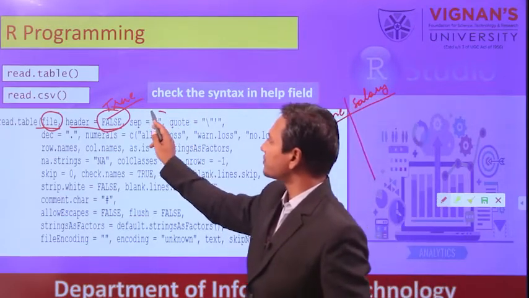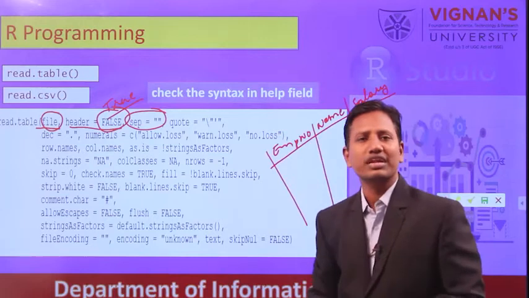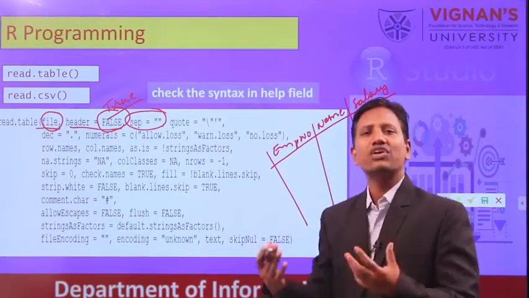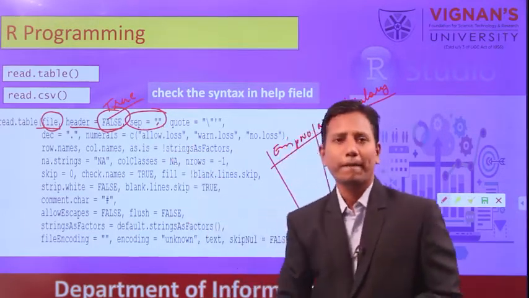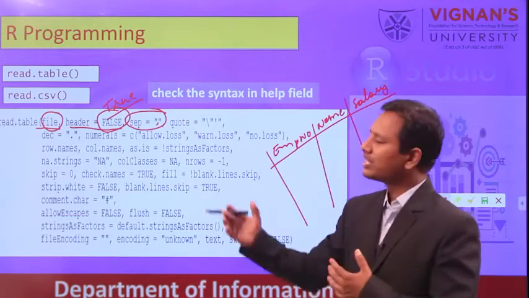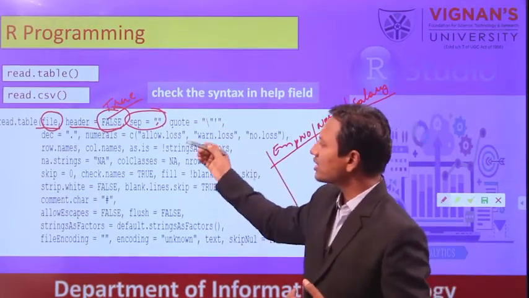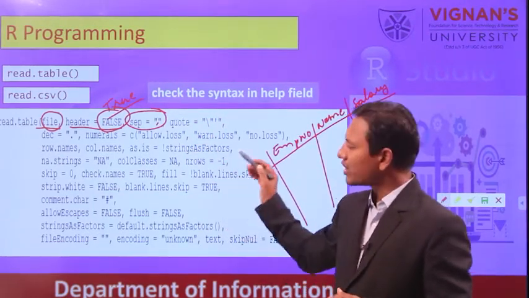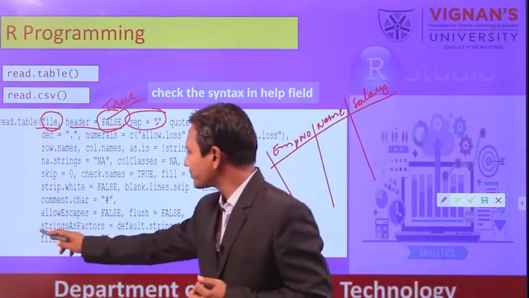Then the separator. Of course, as we are using read.csv, and CSV is a comma-separated format, by default its value is going to be comma. So we need not do anything here. The rest of the arguments are more detailed things we are not going to discuss. But we are going to discuss one important thing, that is this one.